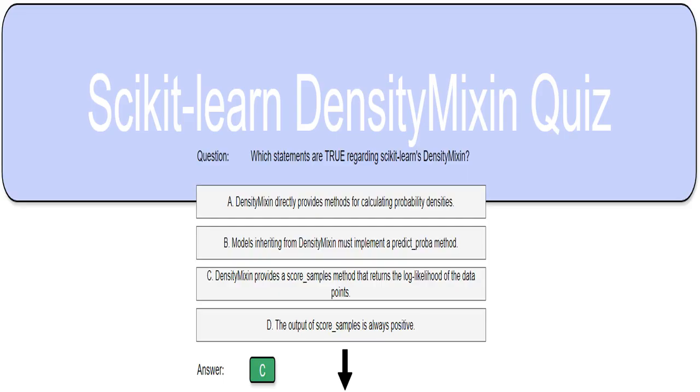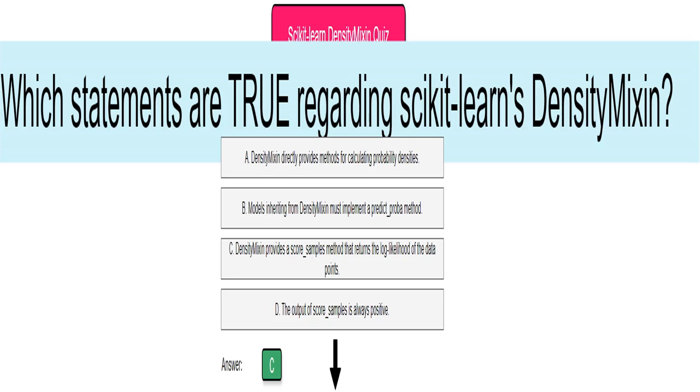This is a quiz about the DensityMixin class in the scikit-learn library. I'll be testing your knowledge of its functionality. Let's get started. This statement is incorrect. The DensityMixin itself doesn't directly calculate densities. Instead, it sets up a structure for models that do perform those calculations. Think of it as a blueprint. It specifies what a density calculating model should be able to do, but not how it should do it.